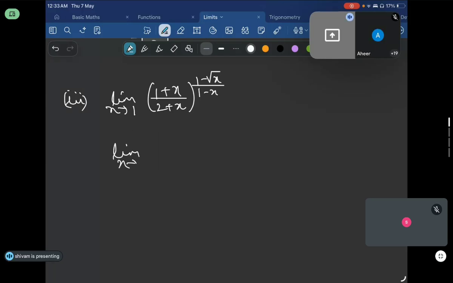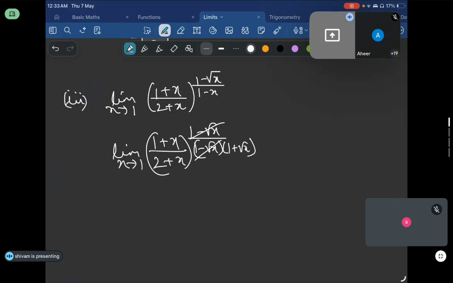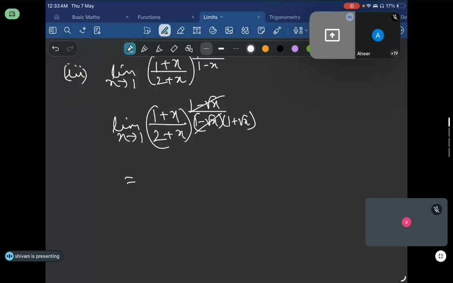I was thinking that I have given a 1 to the power infinity form problem. 2 plus x whole to the power 1 minus root over x upon 1 minus root over x into 1 plus root over x. These two will get cancelled. So when you substitute 1, this will become root over 2 by 3.